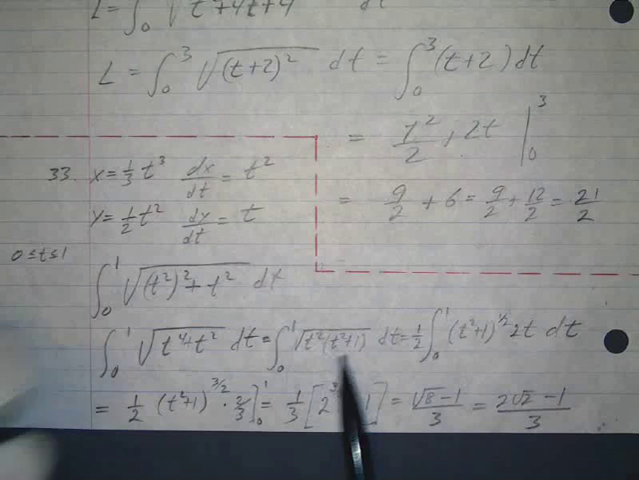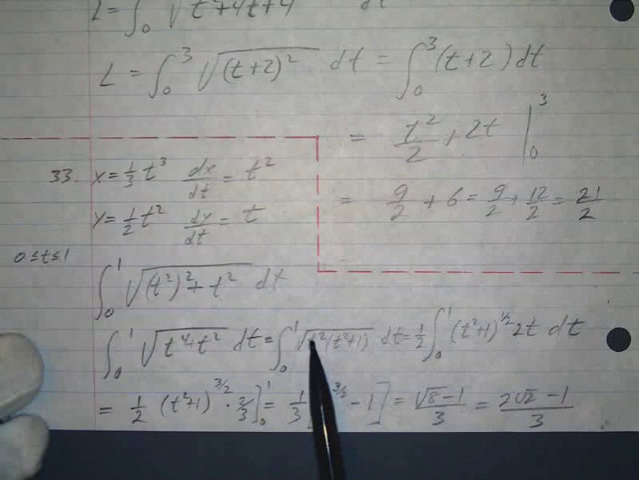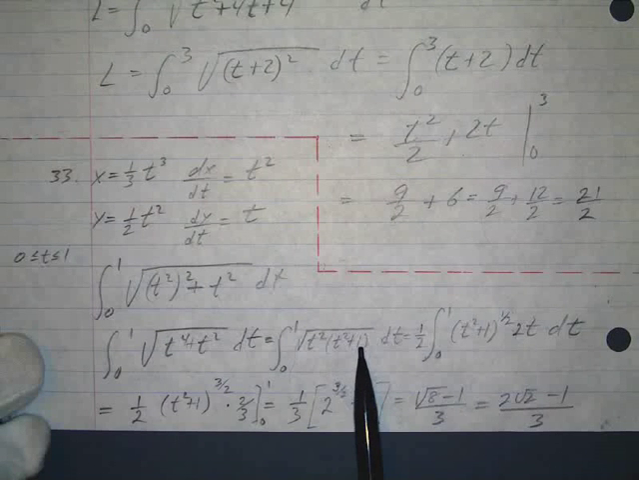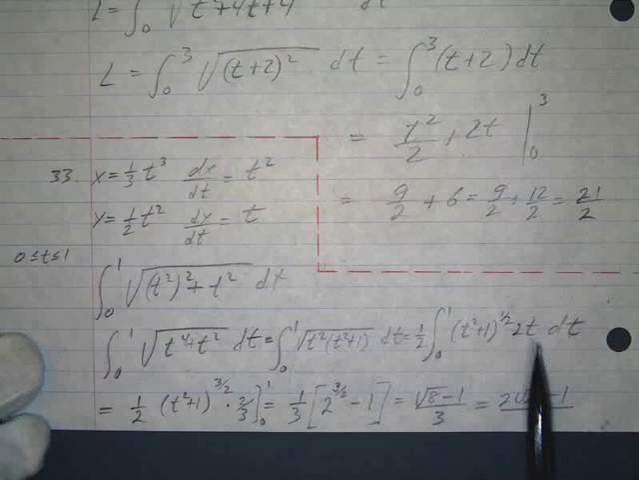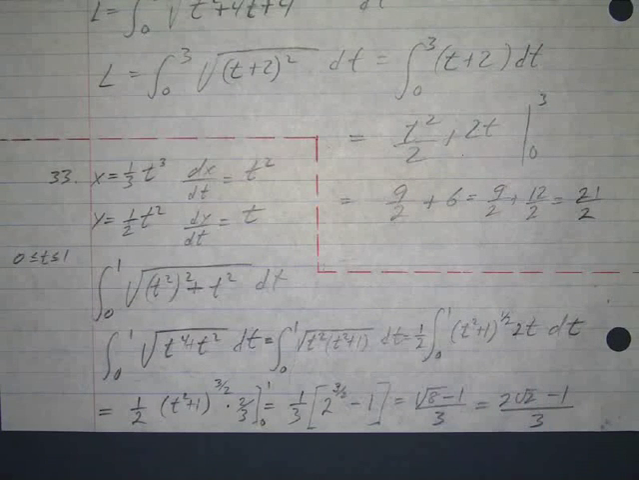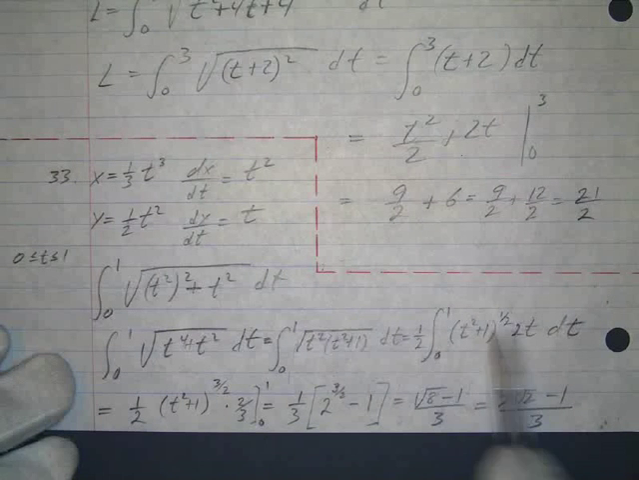And then I can write this as a power, so I would have the square root of t out front. Okay, and then I can write this as the square root of t squared plus 1 times t. And I put the t over here. So this is what I had, and I wanted to get this in the form of u to the n du.